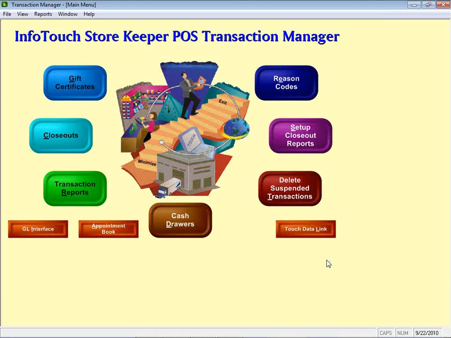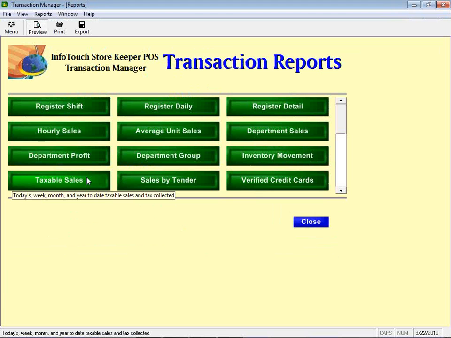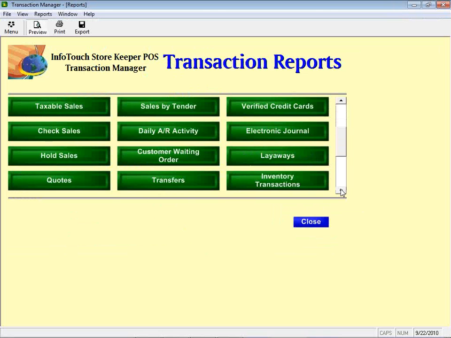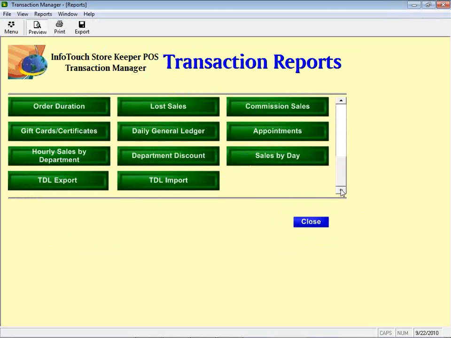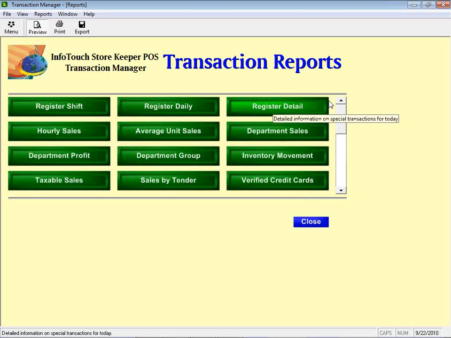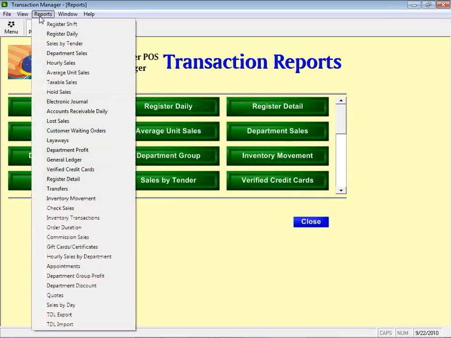Okay. Next topic is transaction reports. And as in many of the back office modules, you can see that there are, in fact, quite a few transaction reports. We're going to go over just some of the highlights. By the way, all of these reports can be accessed right here from the Windows menu, so you don't have to go directly into this area that we're seeing right now.